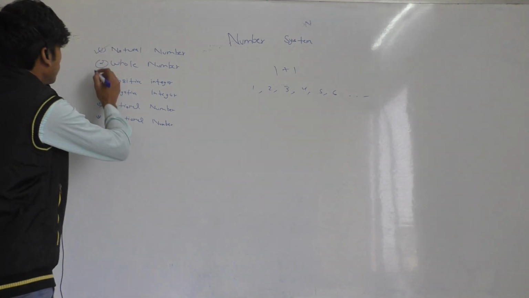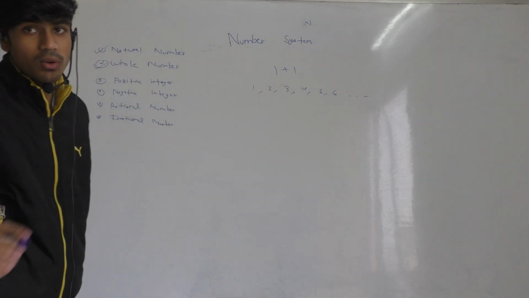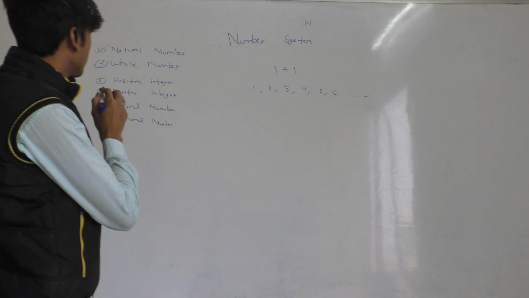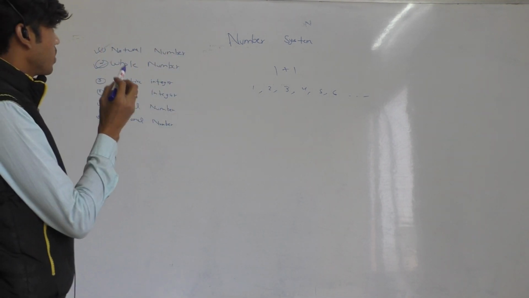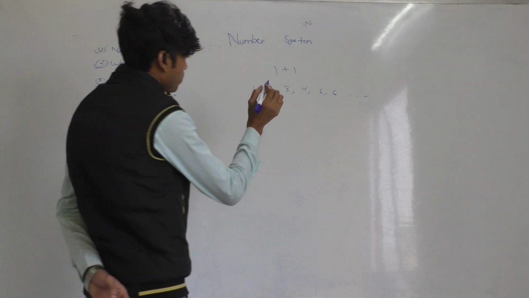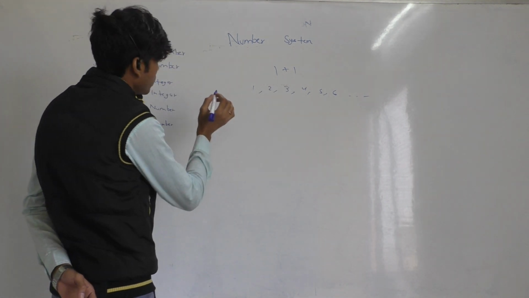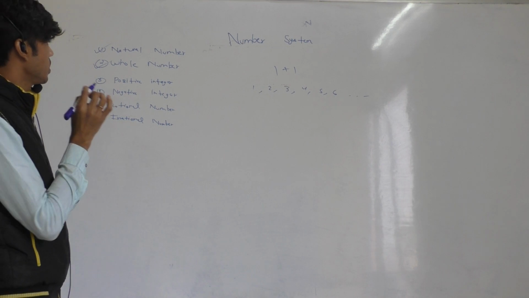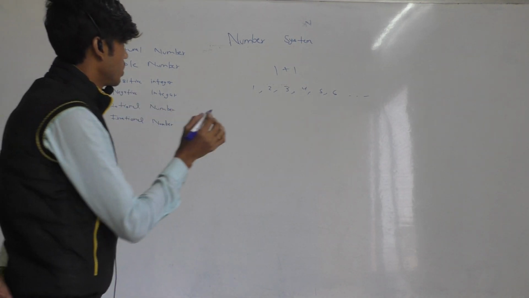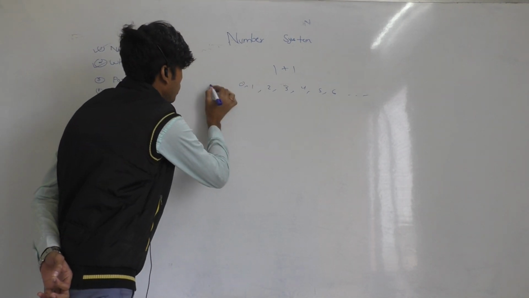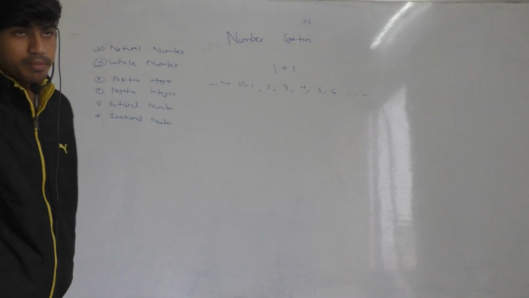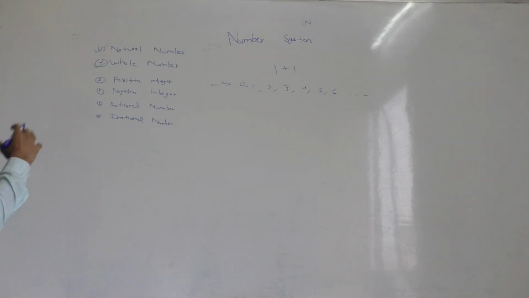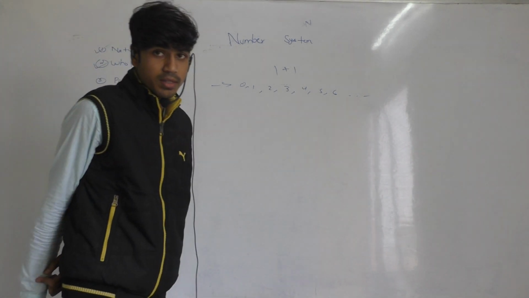Now comes the whole number. What is whole number? As the name suggests, when we include 0 in the set of natural numbers, it is known as the whole number. So now it becomes the whole number, positive integer and the negative integers.